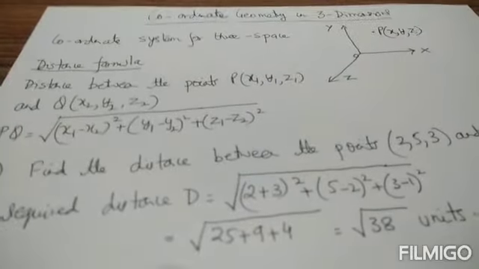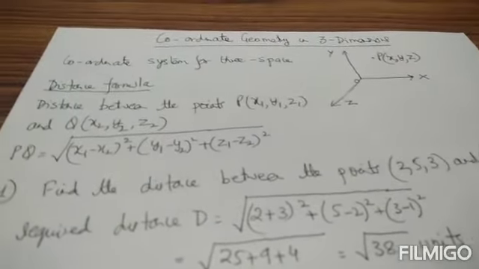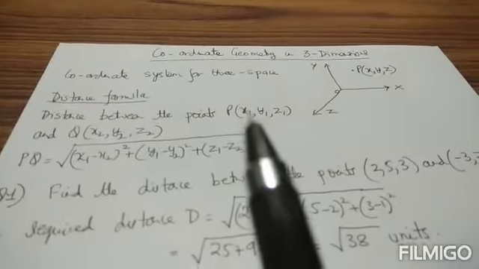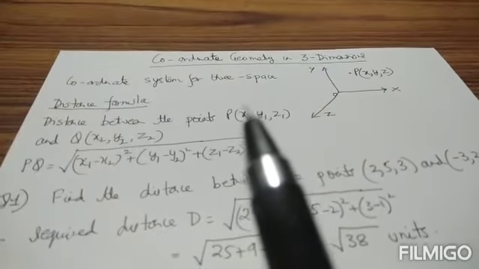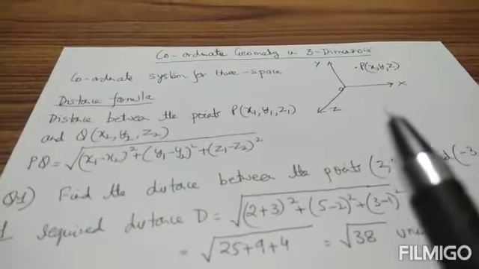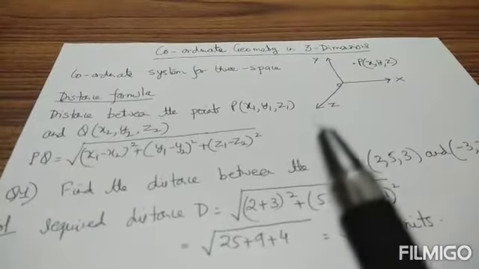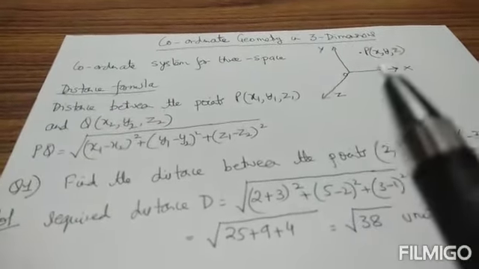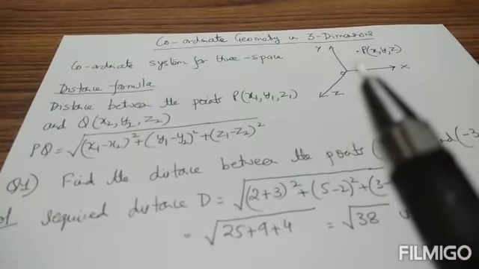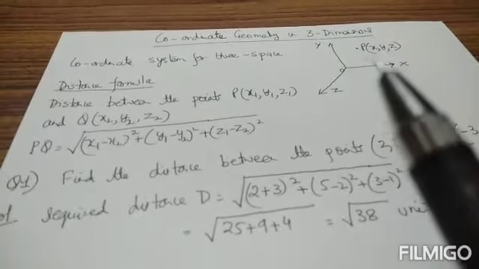New chapter, coordinate geometry in 3 dimensions. Coordinate system for 3 space called the 3 dimensions. This is the x-axis, this is the y-axis, this is the z-axis. P is the coordinate of any point in a 3D space, x, y, z.